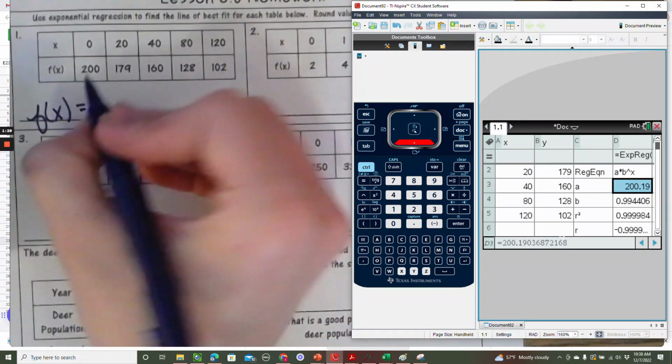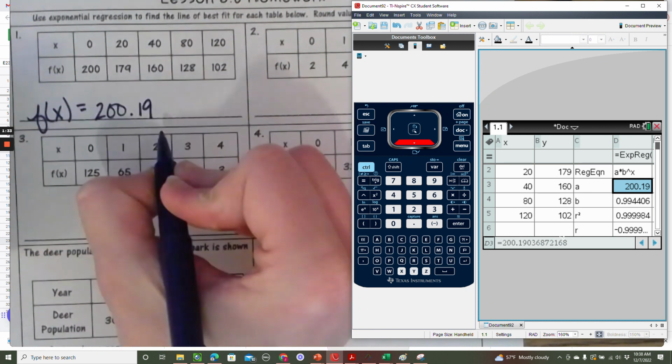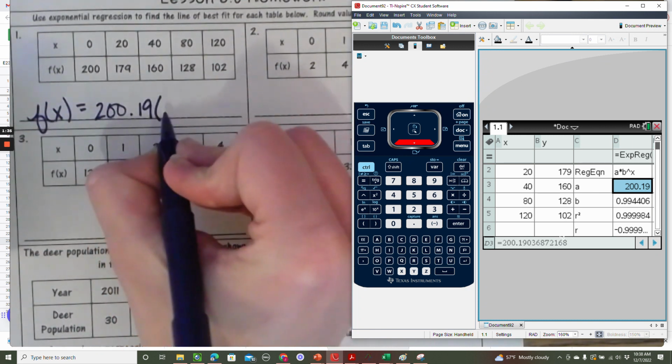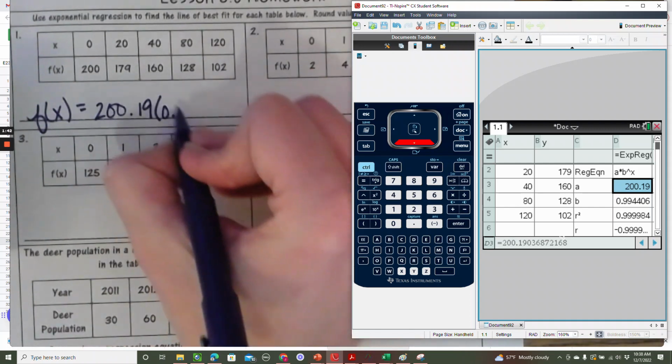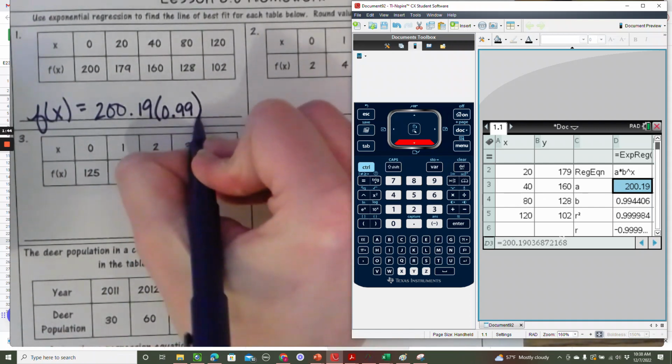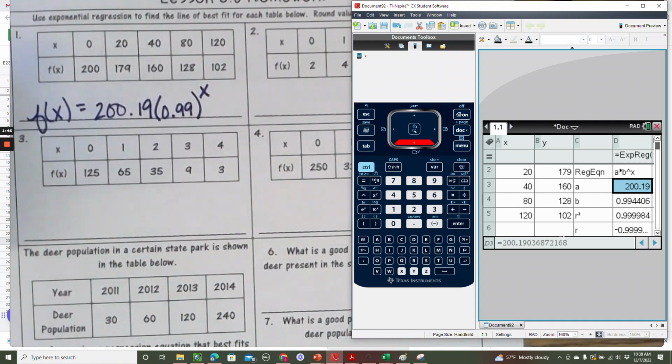So the A value is 200.19. Sorry, it froze. B is 0.994. Is that going to round up? No. Nope, so just 0.99 to the X.